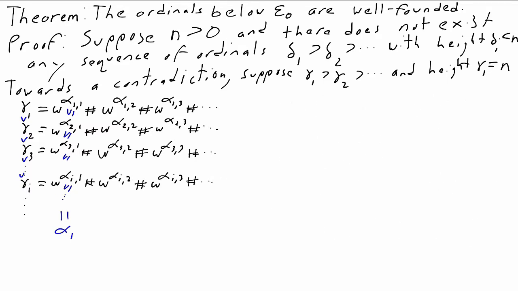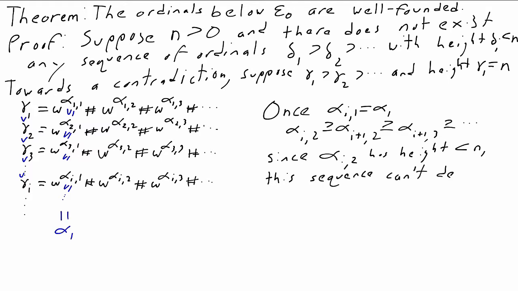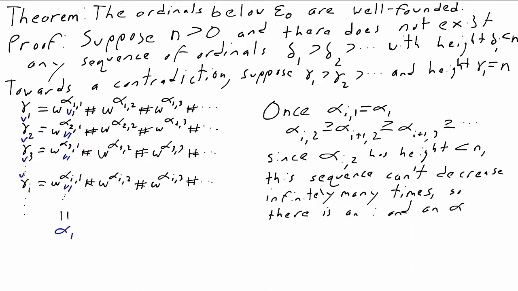So once the first exponent has stabilized, we compare them by looking at the second exponent, and that means the second exponent must be weakly decreasing. It has to stay the same or decrease at each step. And again, the second exponent has height less than n, so it can't strictly decrease infinitely many times, so it must eventually stabilize at some value alpha 2. So after some point in our sequence, every ordinal must start with omega to the alpha 1 plus omega to the alpha 2. And we can keep going like this.